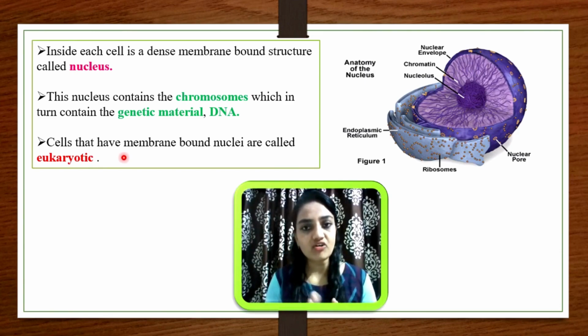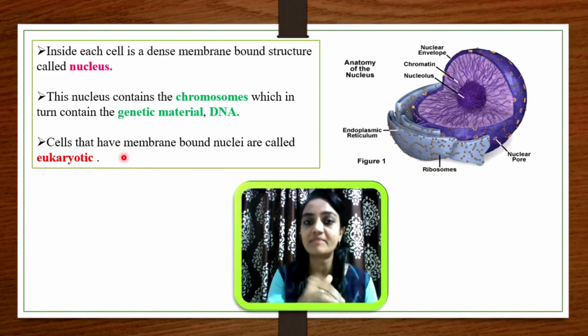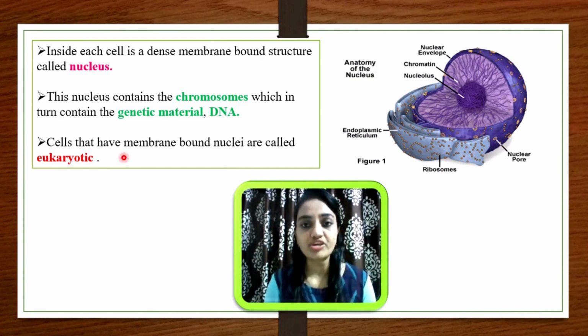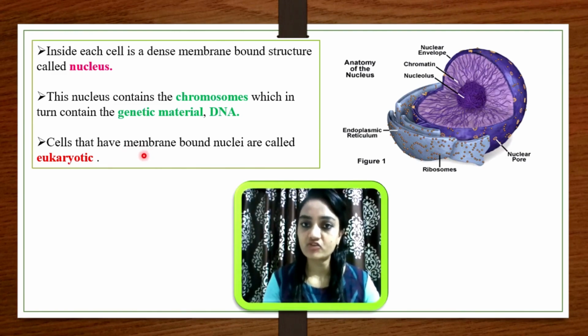Cells that have membrane-bound nuclei are called eukaryotic cells. On the basis of the nuclear membrane surrounding the nucleus, cells can be divided into two groups. Eukaryotic cells have a nuclear membrane surrounding the nucleus, and some cells do not have any membrane surrounding the nucleus; those are called prokaryotic cells. So on the basis of the presence or absence of a nuclear membrane, cells are divided into eukaryotic and prokaryotic.